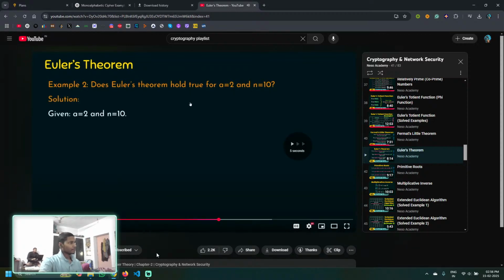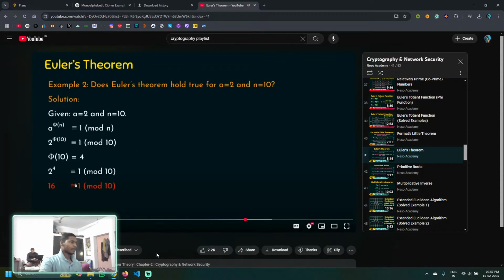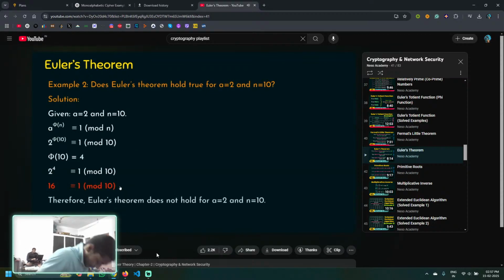Case number, true for a is equal to 2 and relatively correct. So we know the 4 to power, when it is divided by 10, we get 6 as the remainder, not 1 as the remainder. So from this, it's clear that Euler's theorem does not hold true for a is equal to 2 and n is equal to 10. The reason is a and n are not relatively prime to each other. Let's see the last example for the day.